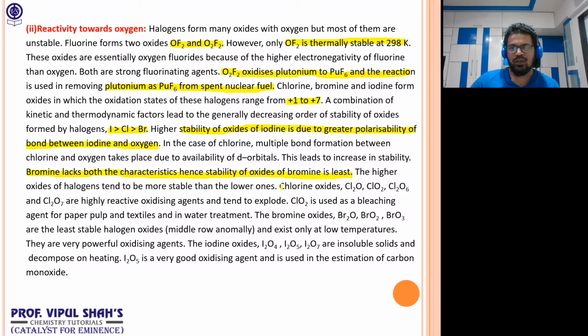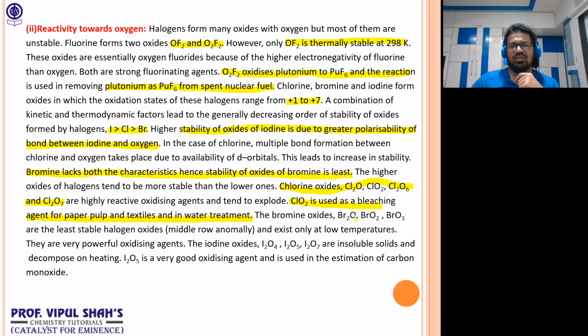So look at this, people. Chlorine forms oxides. I'm giving you the names of all these compounds. Cl2O, chlorine monoxide, Cl is oxidation state +1. ClO2, chlorine dioxide, Cl will be +4. Cl2O6, chlorine hexoxide, chlorine is +6. And Cl2O7, chlorine heptoxide, where chlorine is +7. Clear? The important use is ClO2, chlorine dioxide, a bleaching agent for paper pulp and textiles and in water treatment.